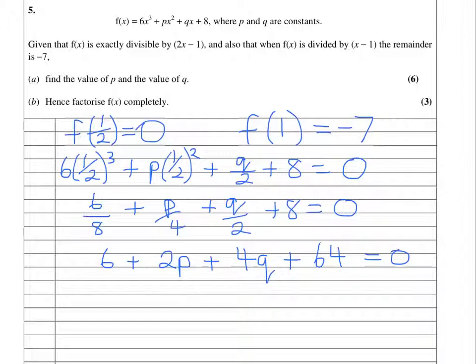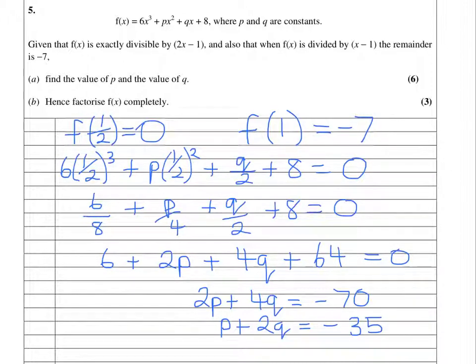I'm now going to move the numbers to the other side, so I've just got p's and q's on one side. So I get 2p plus 4q equals minus 70. And I can just simplify that a little bit by dividing by 2. So I get p plus 2q equals minus 35. So I still can't find out what p and q is just yet.